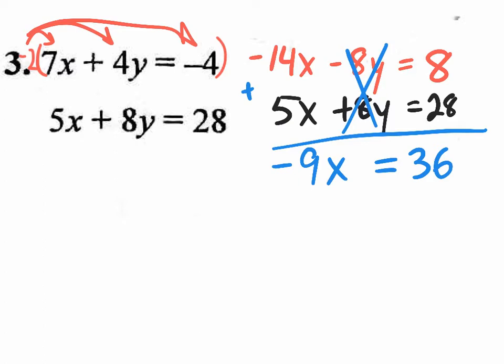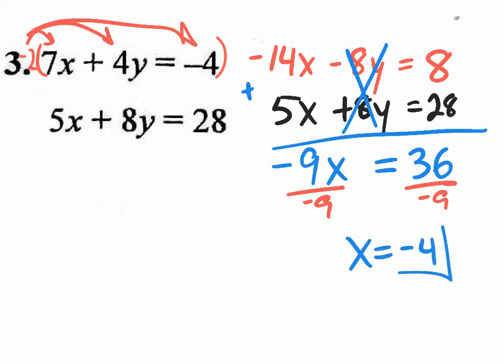So I have this simple one-step equation. All I have to do is divide by negative 9 to get the x by itself, and my answer is x equals negative 4. That's one answer. I need the other answer. All I need to do is plug it into any equation I want. I'm going to go for the bottom this time.